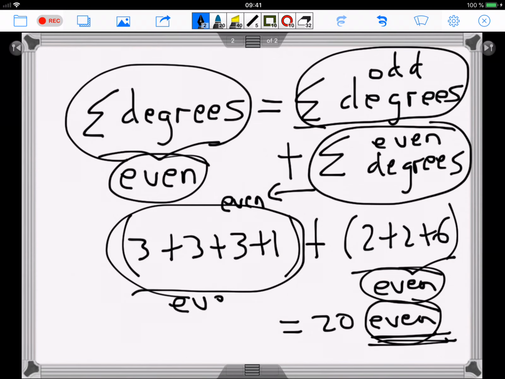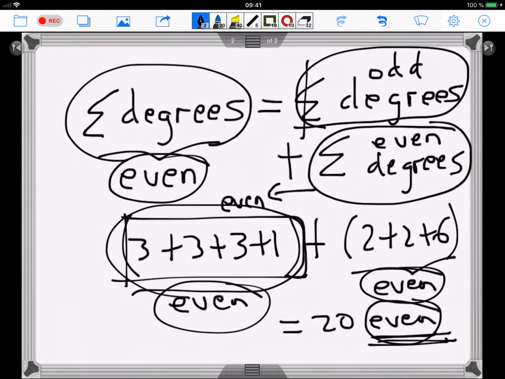So this again must be an even number. But in order to obtain an even number when we add up odd numbers, because remember that in this part here we are summing up only odd degrees, so if we sum up odd numbers and we obtain an even number, the only possibility is that the total number of degrees that we are adding is even.